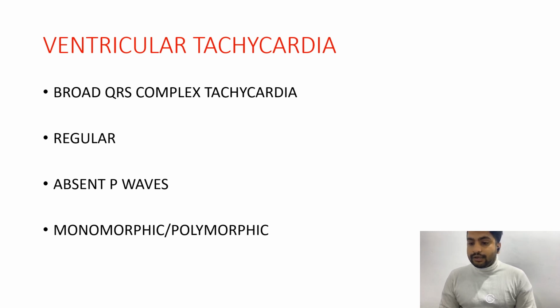It will be regular. There would be no P waves. Absence of P waves shows that there is no SA node activity or atrial activity, because these are ventricular arrhythmias. They are originating from ventricles, so we will not have any P wave. It can be monomorphic or polymorphic. We will talk about only monomorphic VT in this lecture, because polymorphic VT, also known as Torsades de Pointes, we will discuss in the next video, inshallah.